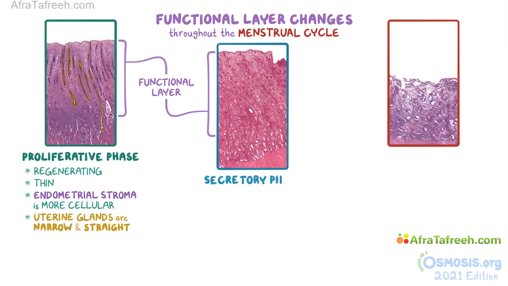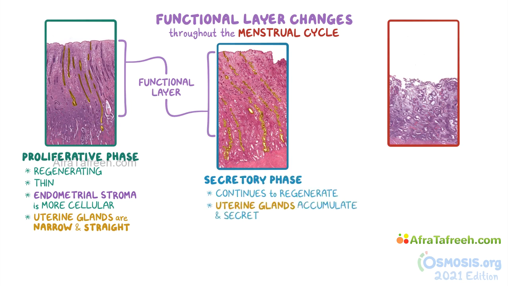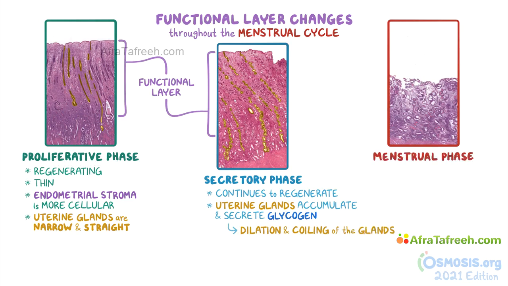During the secretory phase, the functional layer continues to regenerate, but also the uterine glands begin to accumulate and secrete glycogen, which causes dilation and eventually coiling of the glands. During the menstrual phase, if no embryo is attached to the endometrium, the functional layer sheds and passes out of the body as menstrual bleeding. By the end of the menstrual phase, the remaining endometrium is usually very thin before transitioning or cycling back to the proliferative phase.